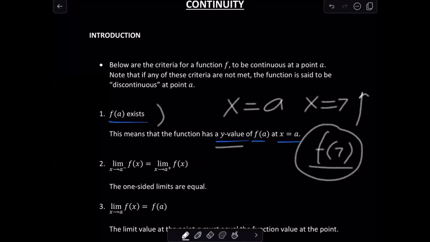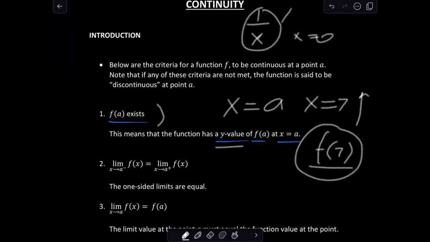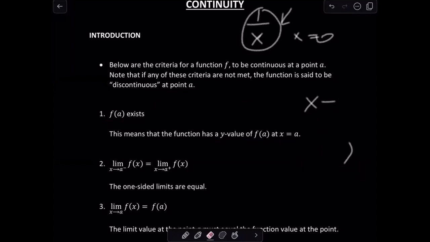Okay, so if you were considering the function 1 over x and you said x is equal to 0, this is an example where you will get an undefined answer. So this is not what we want for continuity. We want there to be an output value. We want there to be a y value. Okay, so that's what it means when f is defined at x is equal to a. So that's condition 1 out of the way.